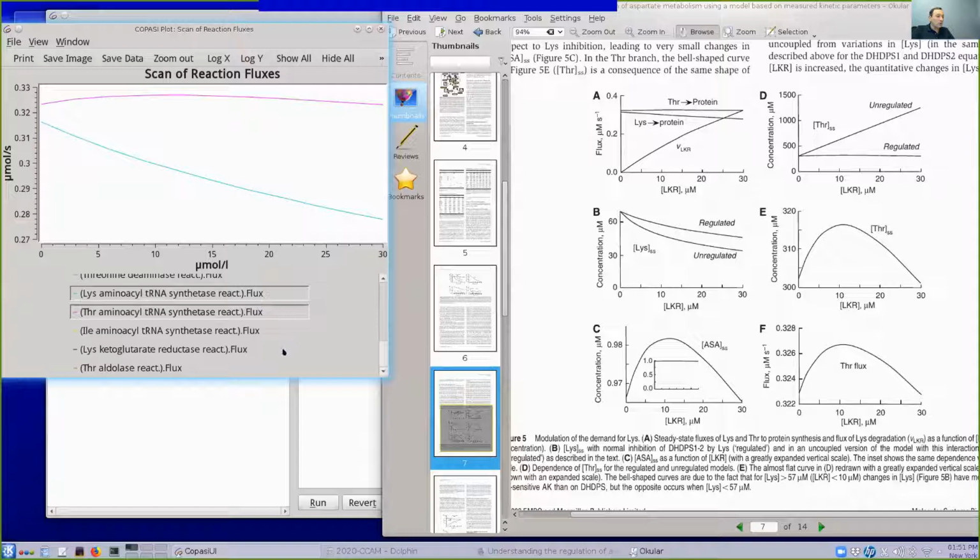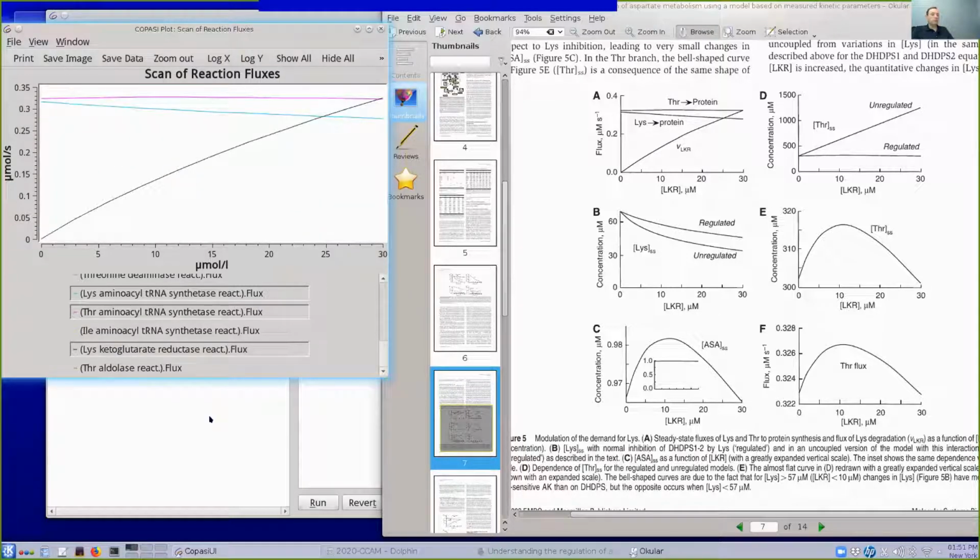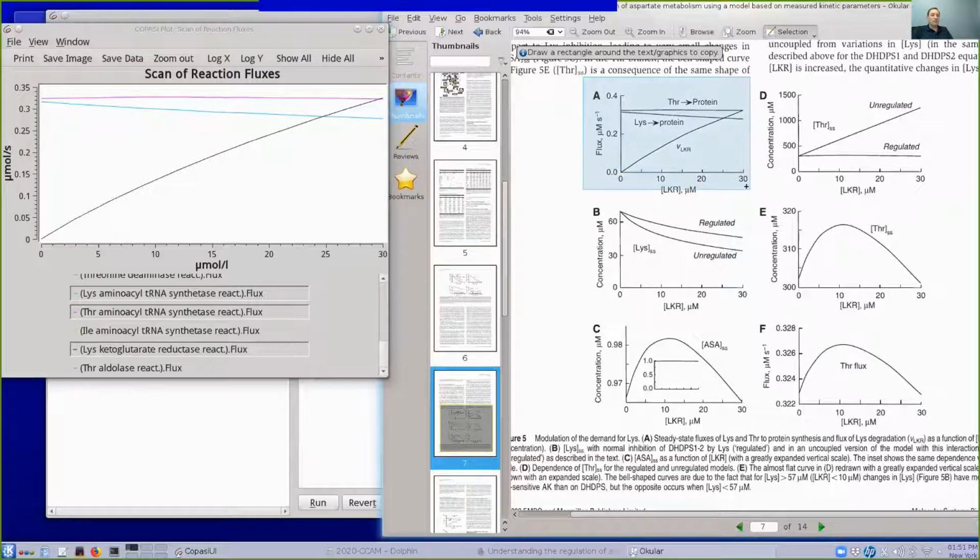So this one. So there you are. You have the same picture in COPASI that they have produced in that paper. That's the same exact picture.